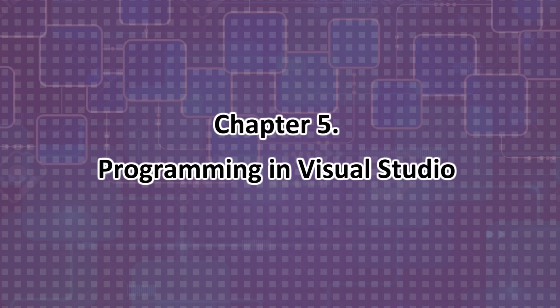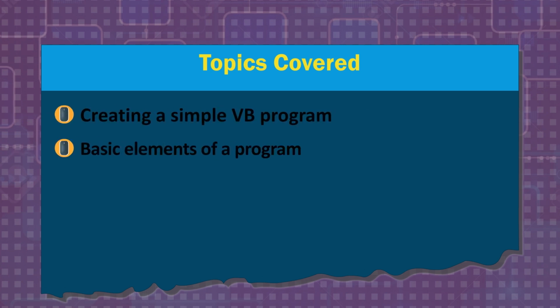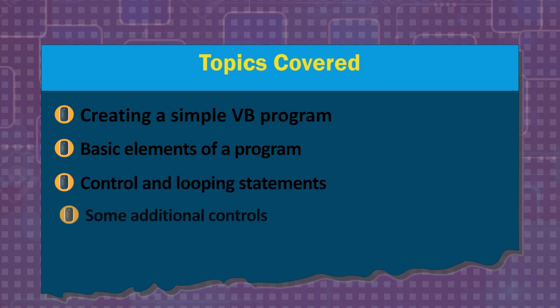Chapter 5, Programming in Visual Studio. Topics covered: creating a simple VB program, basic elements of a program, control and looping statements, some additional controls.